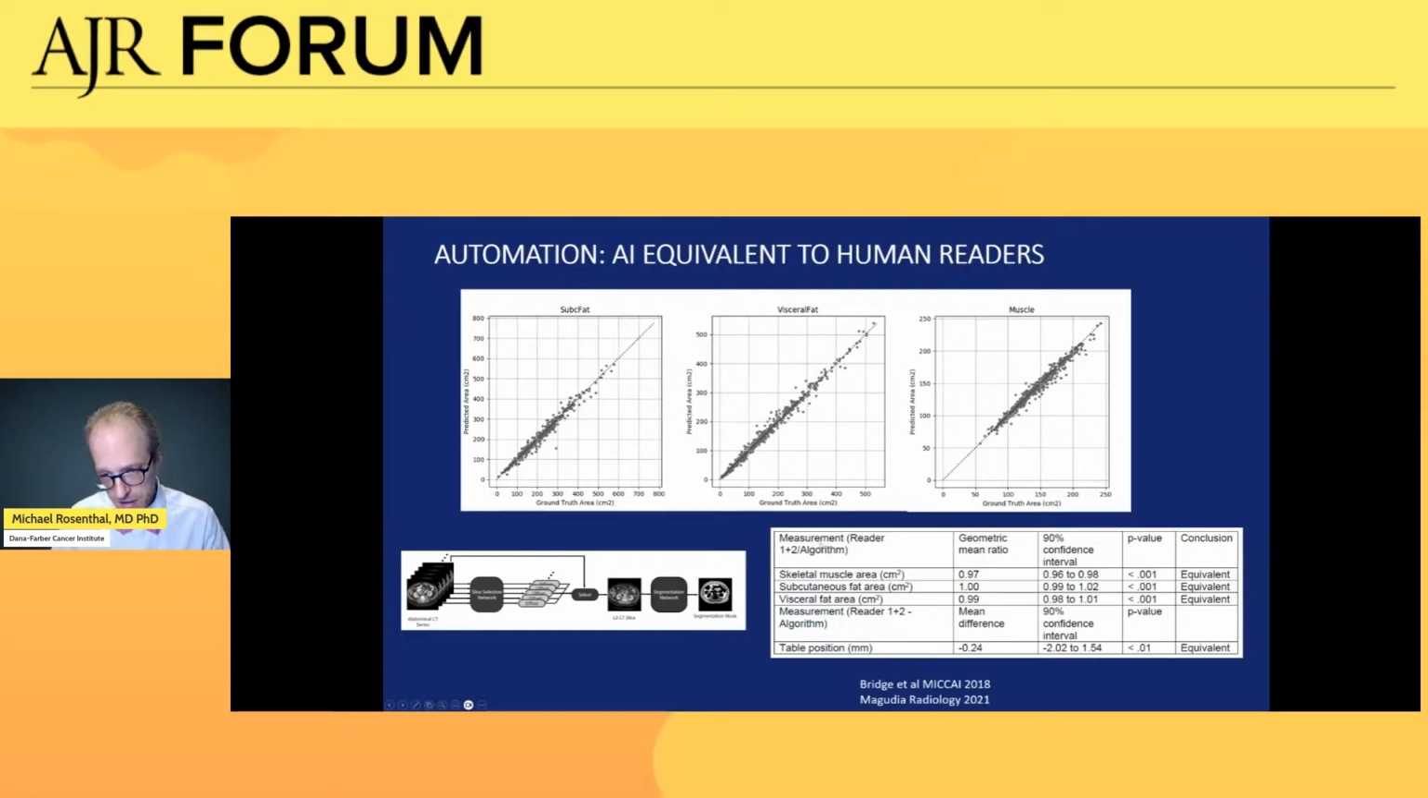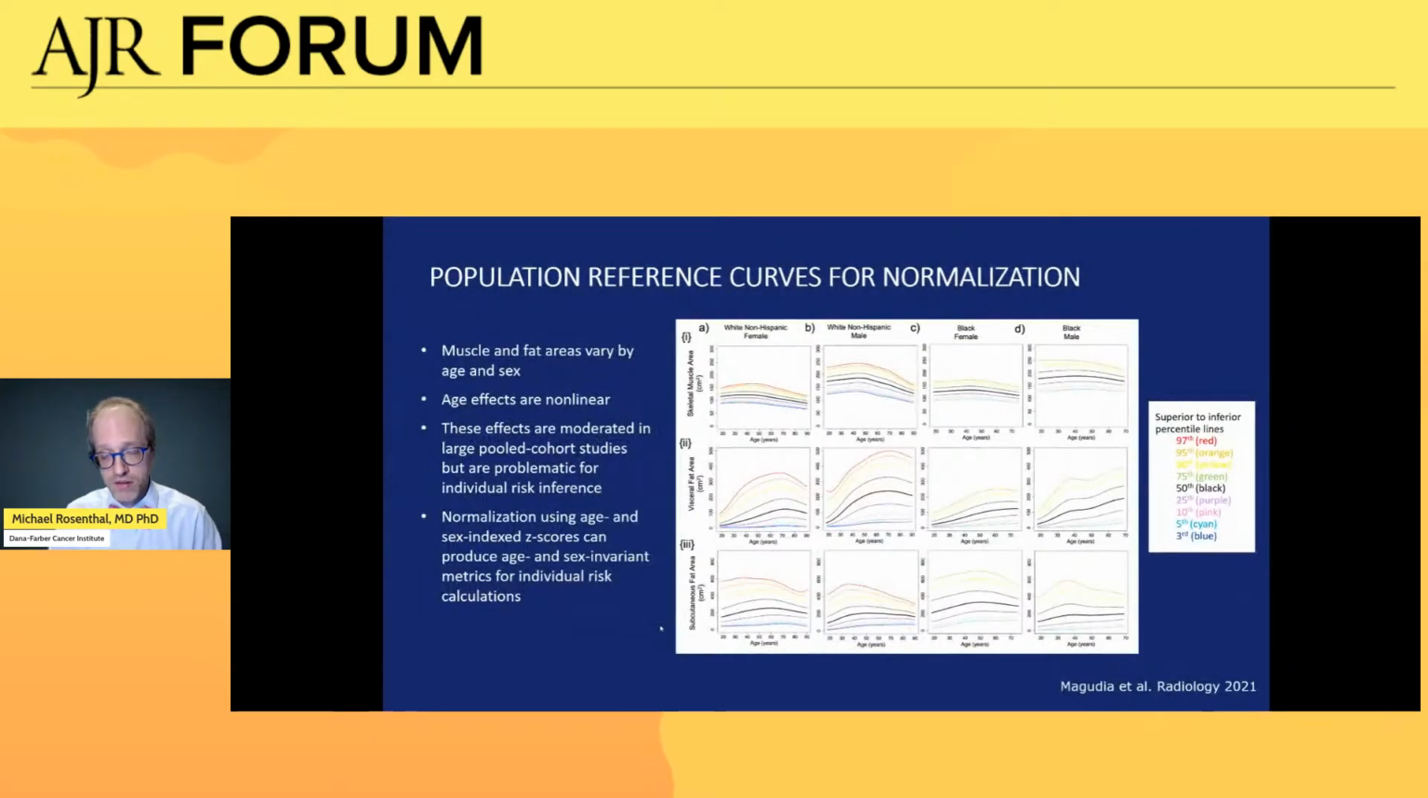And we did another study where we compared the automated system to human readers, and we could not distinguish between the human and the automated readers at a 5% threshold. So this showed that we could do fully automated body composition analysis. The next step was to think about how we could do this in bigger populations. And so Kirti Magudi and I worked together to define a population reference set.